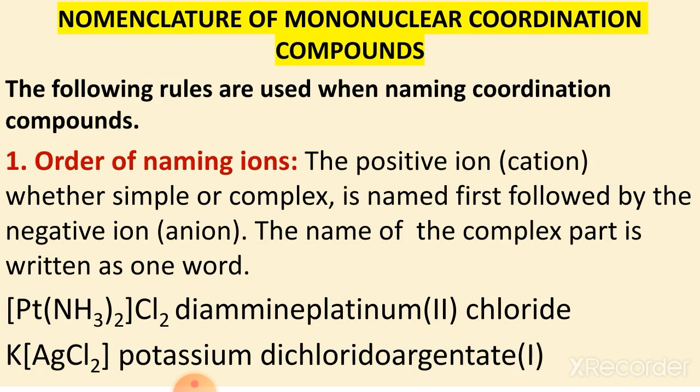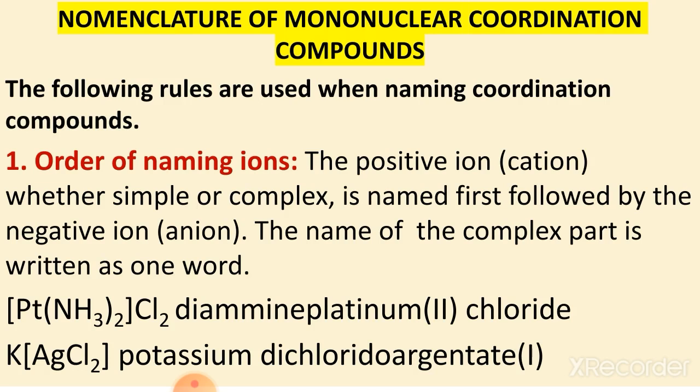So K has +1 charge, Ag is x. So +1 + x - 2 = 0, so x = +1. That's why Ag has +1 charge. So you have to write the name like this: potassium for K. Then Cl, basically here 2, so we write di, and Cl is known as chlorido.